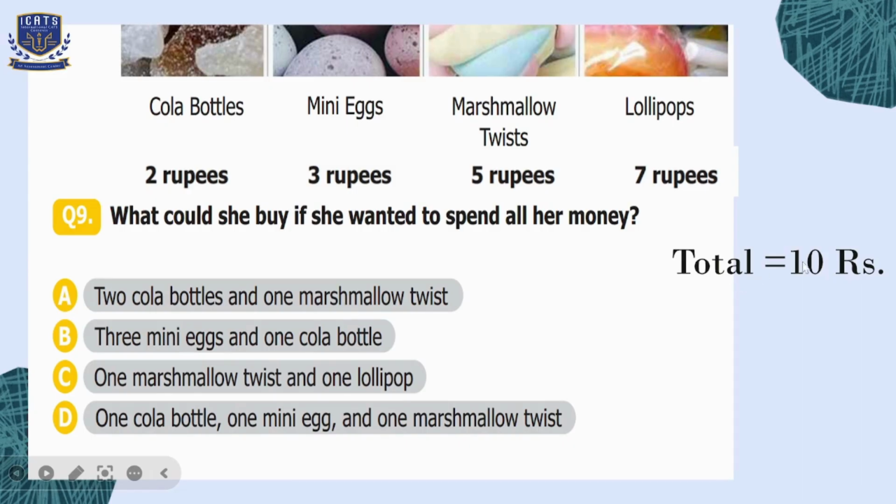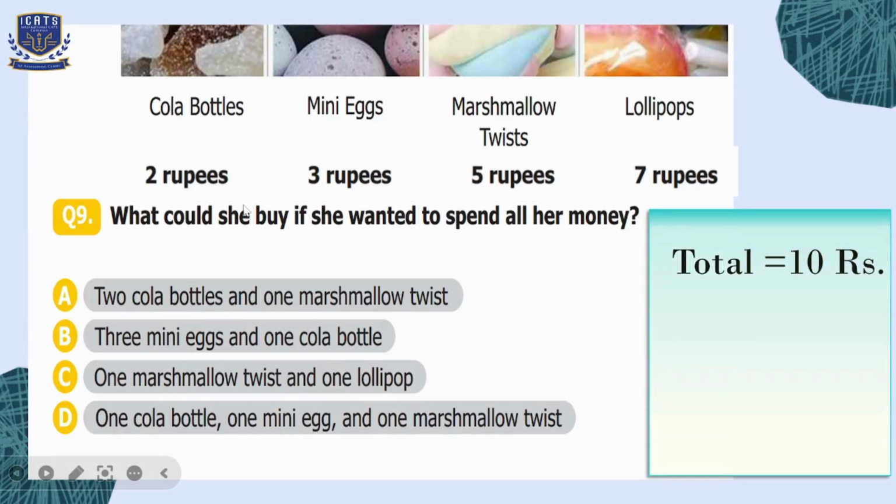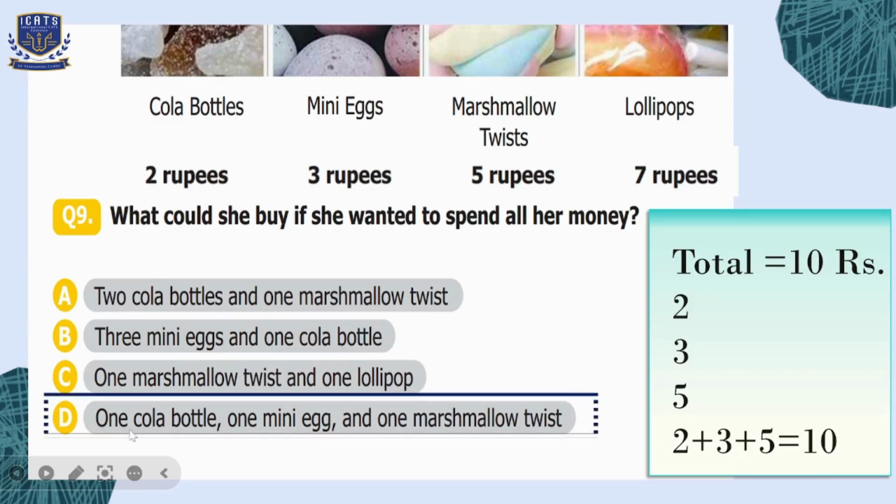So we know that the total amount is 10 rupees. So now let's check the rate list. Cola bottles are 2 rupees, mini eggs are 3 rupees, and marshmallow twists are 5 rupees. And if I add these numbers, the total is equal to 10. So it means with a total of 10 rupees, she can buy one cola bottle, one mini egg, and one marshmallow twist. So option D is the correct option here.